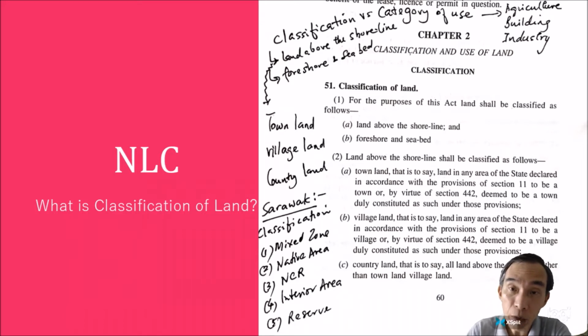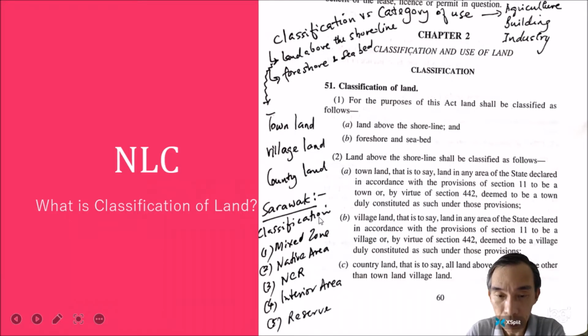Now, category of use. I have written here category of use of land, but actually the correct way is to write category of land use, how the land should be used. So agriculture, building, or industry. Later we will explore more on these three parts. First is the classification of land, which is location dependent, and then for Sarawak, an extra classification in the different native types. Then the third is the category of land use.